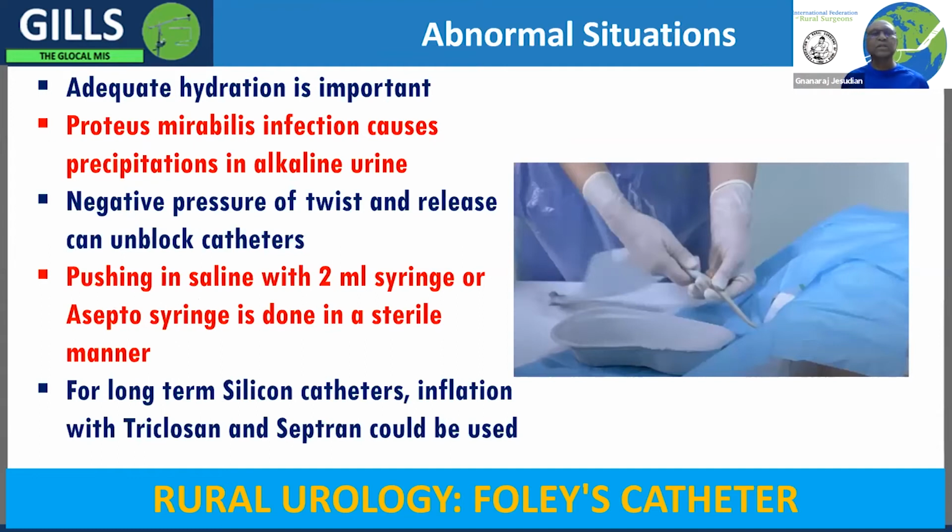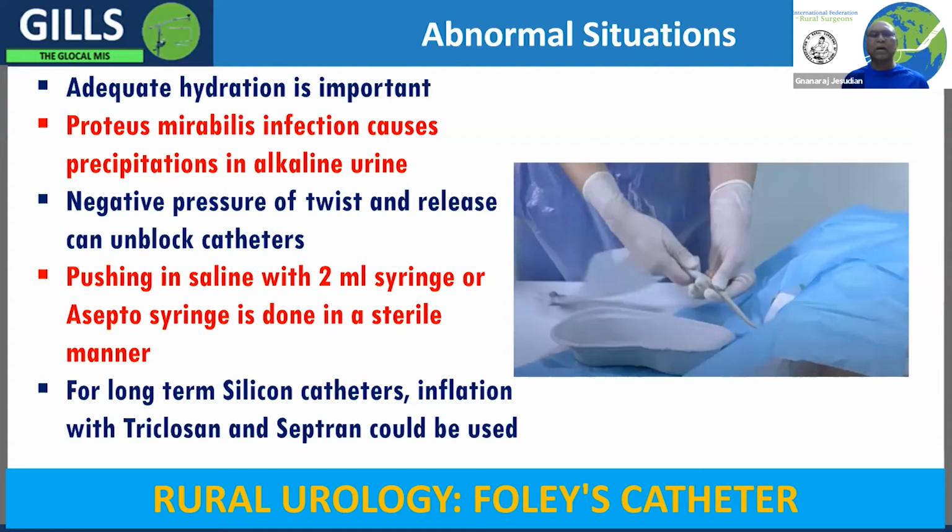Some of the organisms precipitate in acidic urine, or some precipitate in alkaline urine. So depending on what is present, you may need to either alkalinize or acidify the urine.